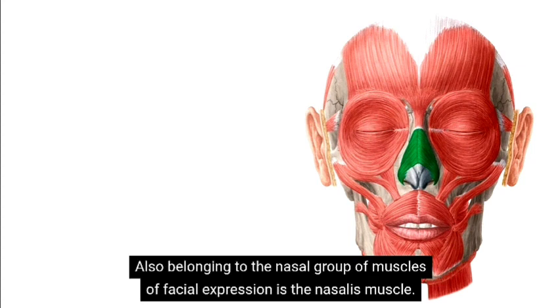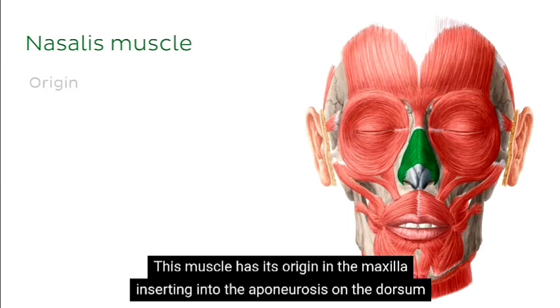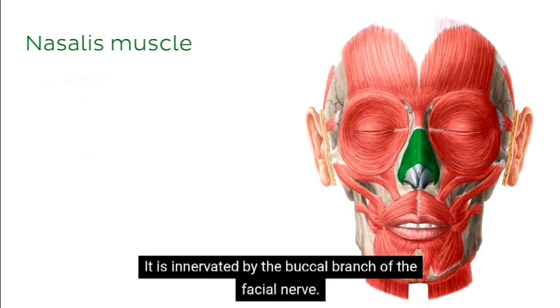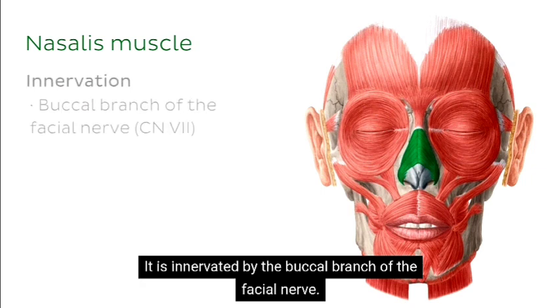Also belonging to the nasal group of muscles of facial expression is the nasalis muscle. This muscle has its origin in the maxilla, inserting into the aponeurosis on the dorsum of the nose, as well as the nasal cartilages. It is innervated by the buccal branch of the facial nerve.